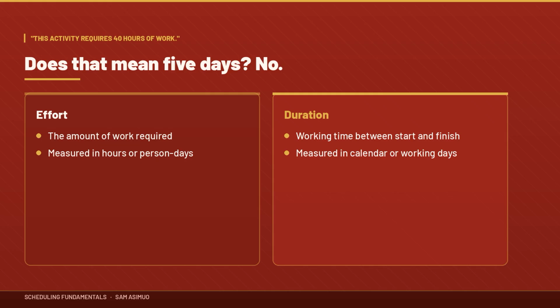Section 6. Duration versus effort. This is another area where people get confused. Let's say an engineer tells you, this activity requires 40 hours of work. Does that automatically mean the duration is 5 days? No. Effort and duration are different. Effort is the amount of work required. Duration is the amount of calendar or working time between the activity's start and finish.